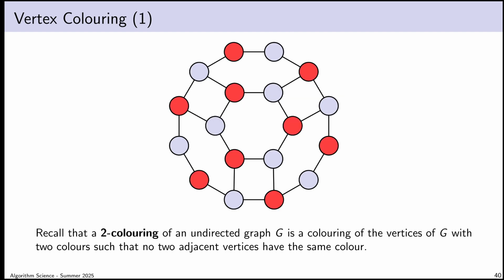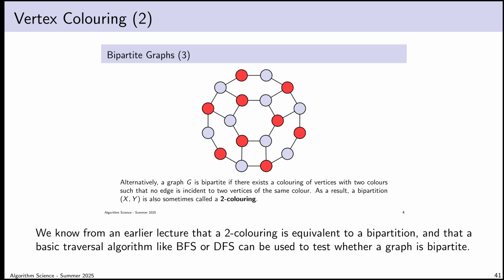Okay, moving on. Recall, from lecture 27, that a two-coloring of an undirected graph is a way of coloring the vertices of the graph with two different colors, let's say red and blue, such that no two adjacent vertices have the same color. We've actually seen two-colorings before, all the time. It's just that usually we call them bipartitions. So we know from lecture 27 that a two-coloring is equivalent to a bipartition.